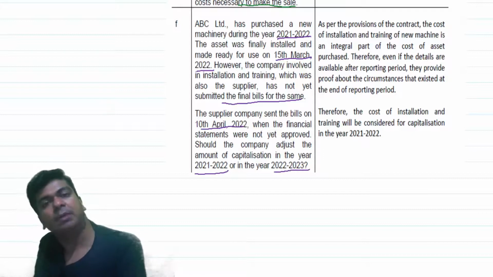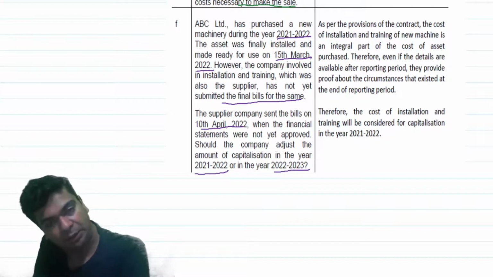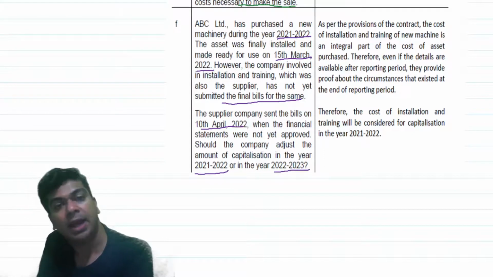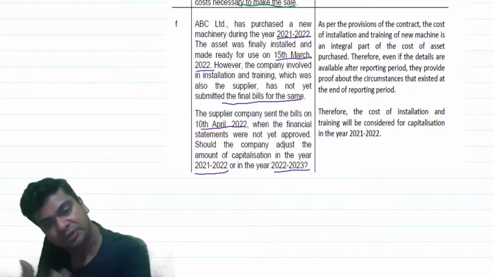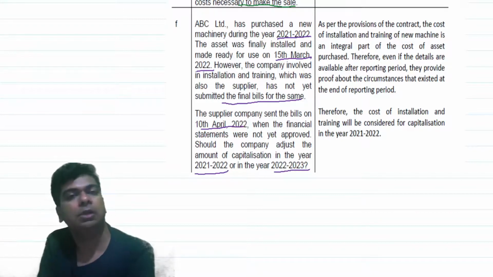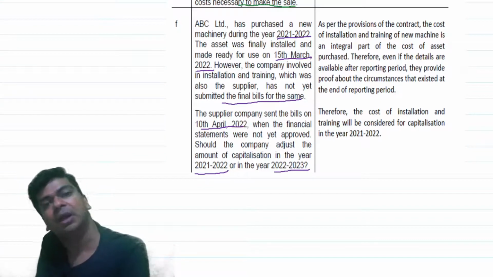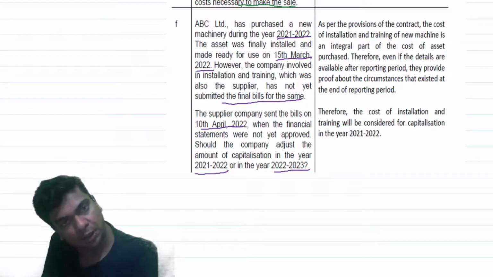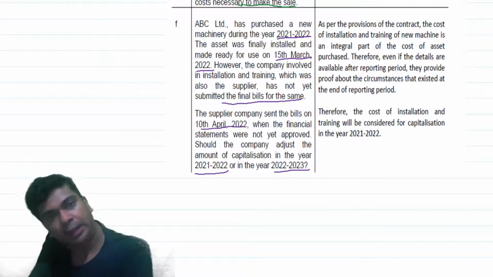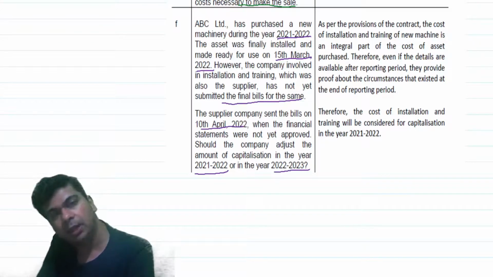I believe this is a very simple case. You purchased the machinery during the year. On 15th March 2022, it has been installed and it is now ready for use. You have started using it also, but you have still not received the final bill. We know that installation expenses have to be capitalized, but what is the installation charge? That we still do not know. On 10th April, we are receiving the final bill and now the installation expense has been confirmed.